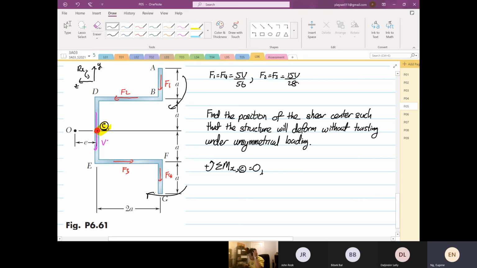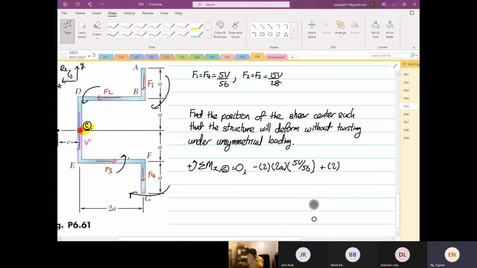F2 will also generate a what? Clockwise rotation. So you know that F1 is equal to F4. So this is minus 2, right? And then the perpendicular distance is 2A. And the force of F1 and F4 is 5V over 56. Okay, that's 5V over 56. And then F2 and F3 are doing a counterclockwise rotation. So it's plus 2, because there's F2 and F3, sorry. The perpendicular distance is A, and this is equal to 15V over 28.